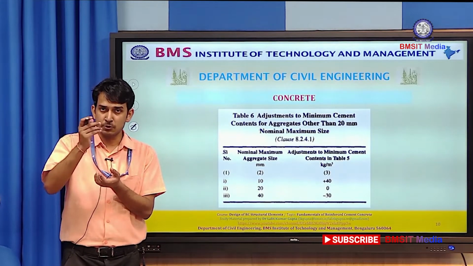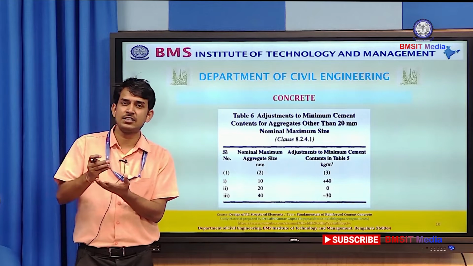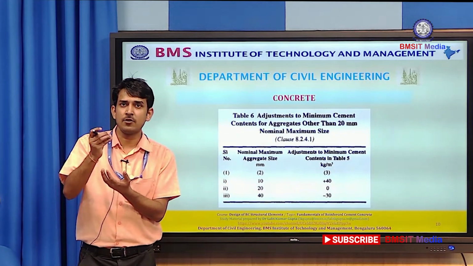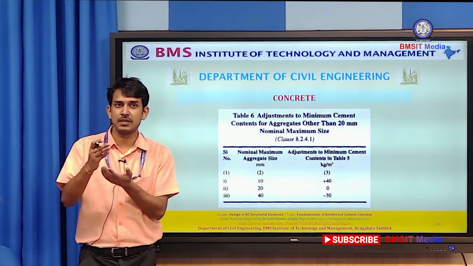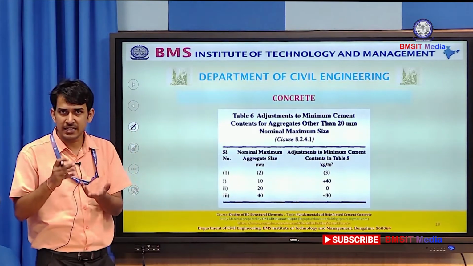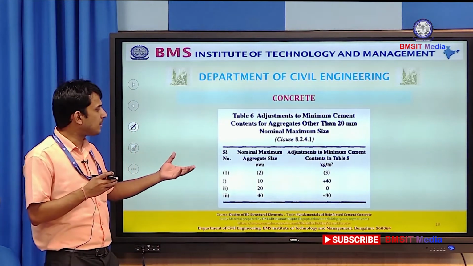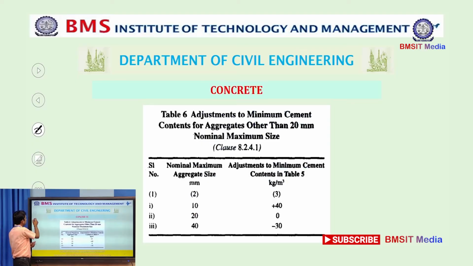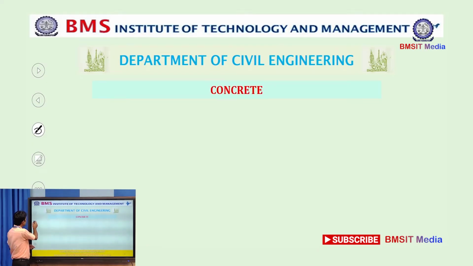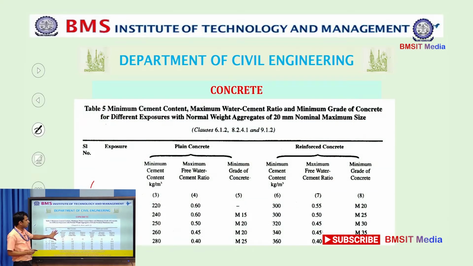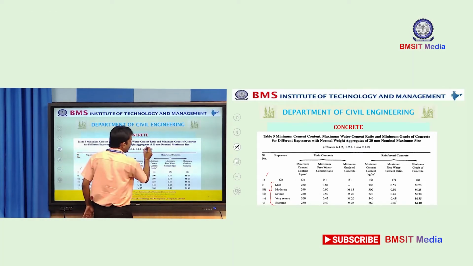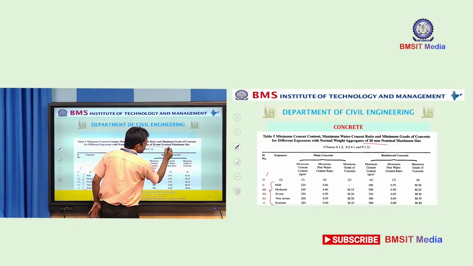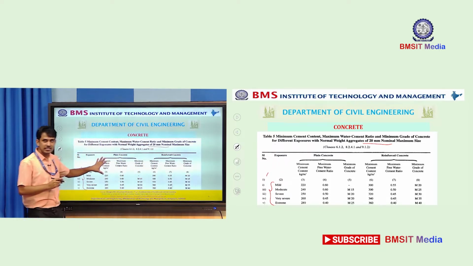If we have a smaller size of coarse aggregate, in that condition we require a higher amount of cement, because the specific surface area of those coarse aggregates will increase. So that is why this table indicates that the last table which I have discussed with you is given for the 20 mm size of coarse aggregate. So this is the standard one.